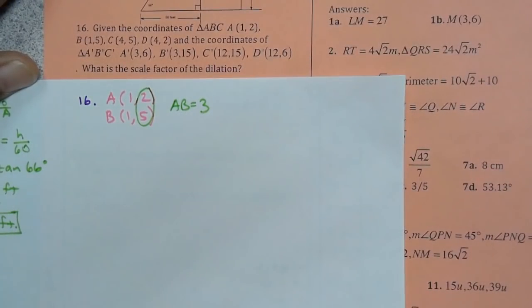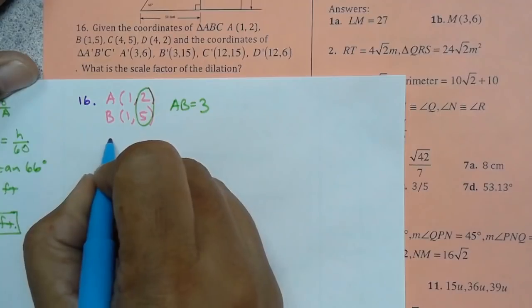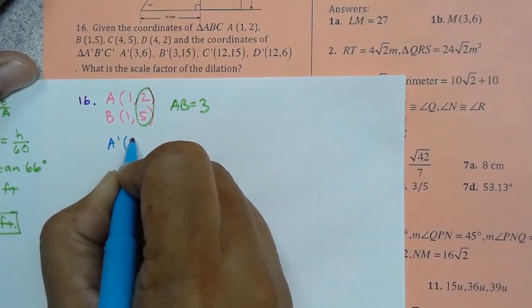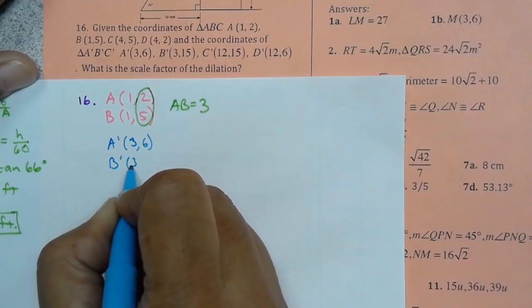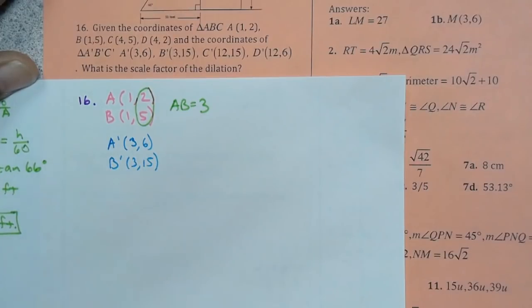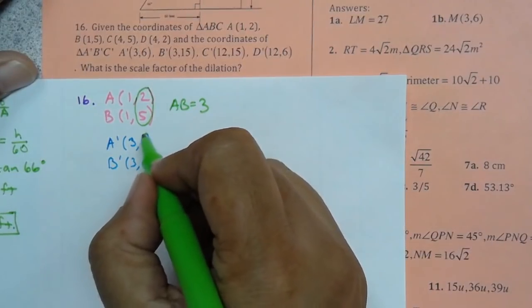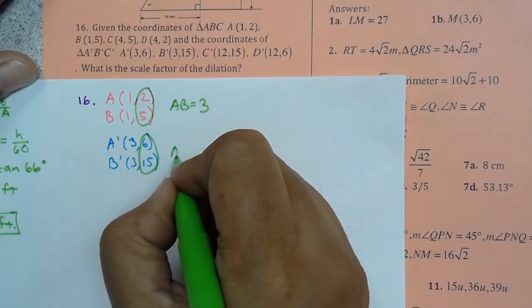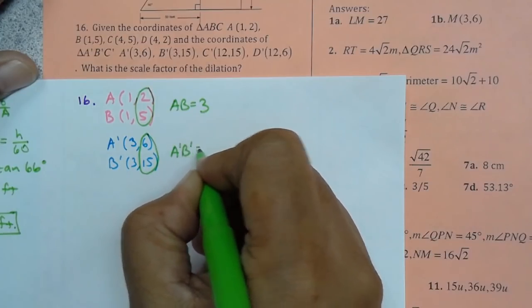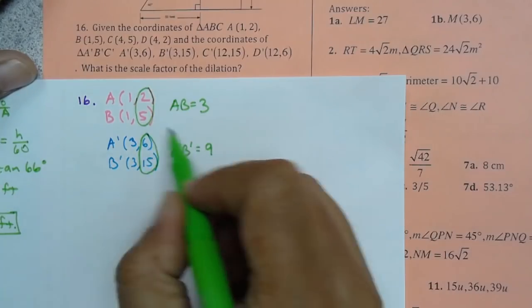Now I'm going to do the same thing, but this time I'm going to use my image. So I have A prime, that's 3, 6, and then I have B prime, which is 3, 15. So for this image, I'm also going to look at the distance between these two. So if I was at 6 and now I'm at 15, the length from A to B is now a distance of 9. 15 minus 6 is 9, 5 minus 2 is 3.